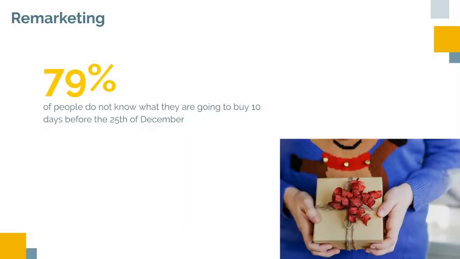Remarketing or retargeting. 79% of people do not know what they are going to buy 10 days before the 25th of December, so Christmas. So if you haven't prepared yet, no worries, because all the holiday season is going to be long, even though I know that, Kate, I know it's shorter than last year, but make sure that your remarketing is really important.